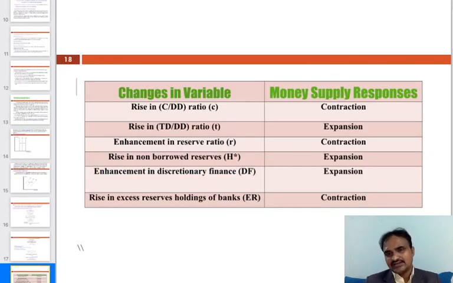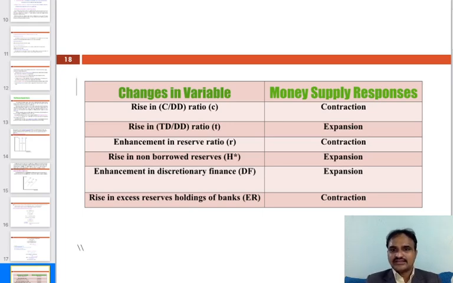So based on this theory, according to Narendra Jadhav, you can observe how the money supply responds to a change in a variable. A rise in the currency deposit ratio, C, the money supply response is contraction. A rise in the time deposit ratio, TD upon DD, the money supply response is expansion. Already we know what expansion and contraction are. Expansion is an increase in the money supply. Increase the monetary base and the supply curve shifts rightward. Decrease the monetary base and the supply curve shifts leftward. That is the contraction.